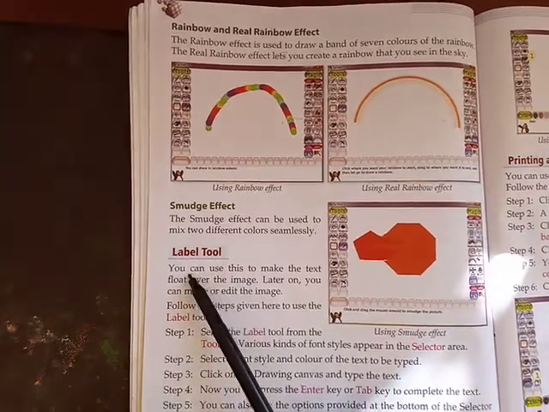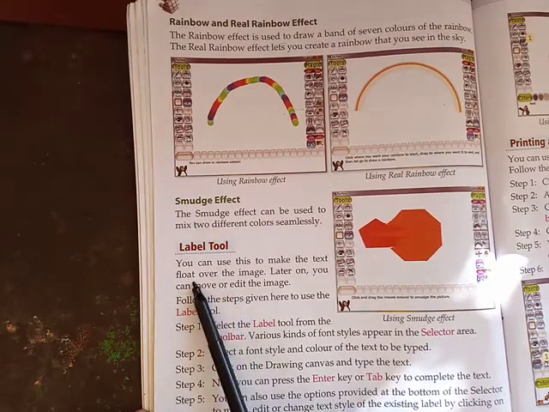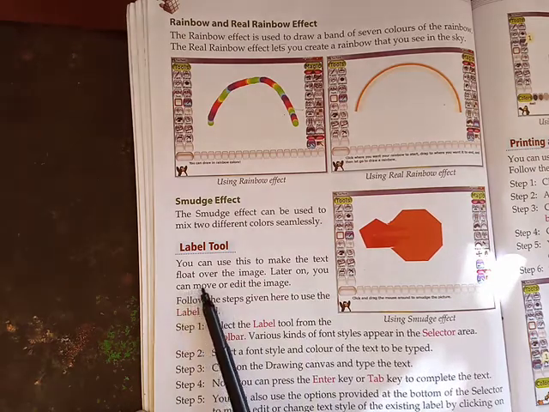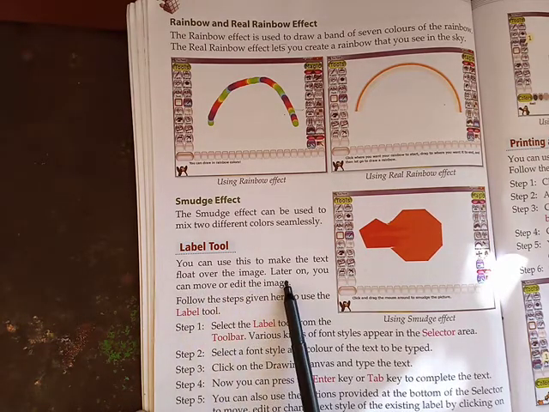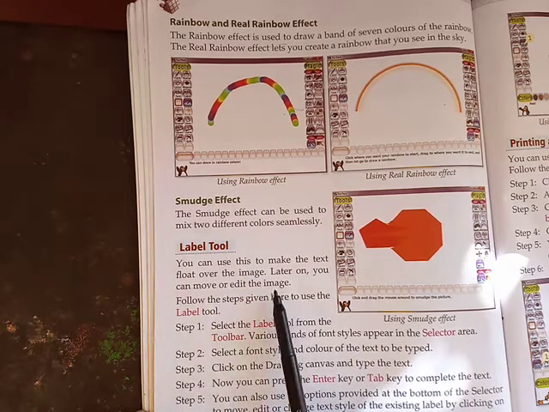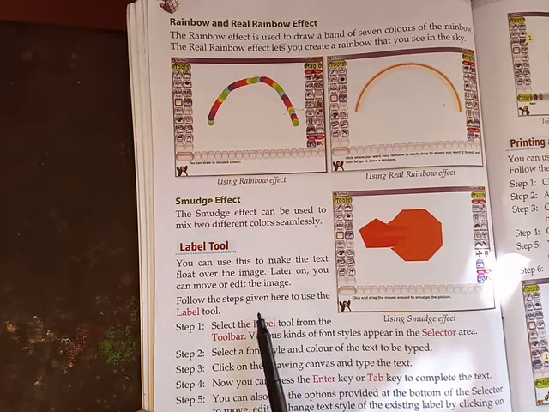Now let us see the label tool. Okay, how will we get the label tool? You can use this to make the text float over the image. Later on you can move or edit the image. So with the label tool, we can move the image or edit the image.